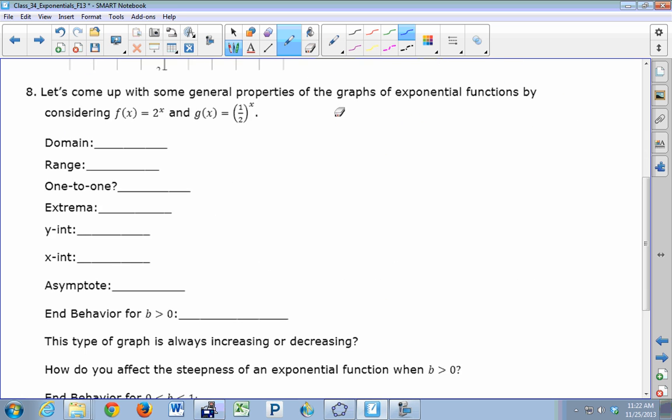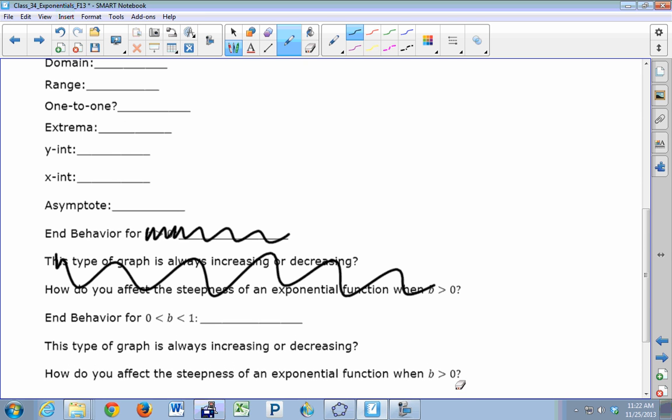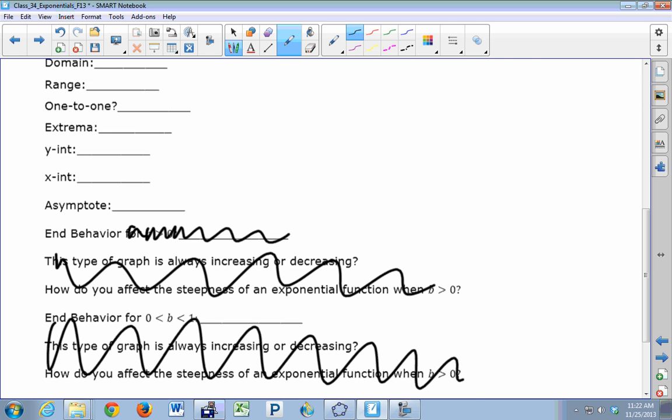Now I've added some stuff in here compared to what you have on your lecture notes, but I'm just going to keep this exactly the same as what you have on your lecture notes. So you don't have all this stuff here. You just have end behavior. I'm going to take all this out. You don't have any of this stuff here. We'll do it just like your lecture notes say.